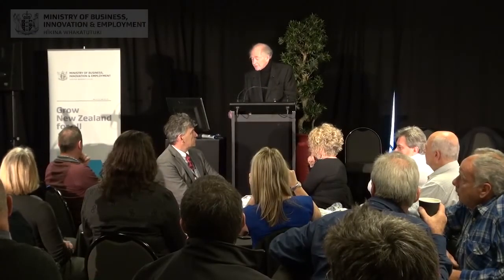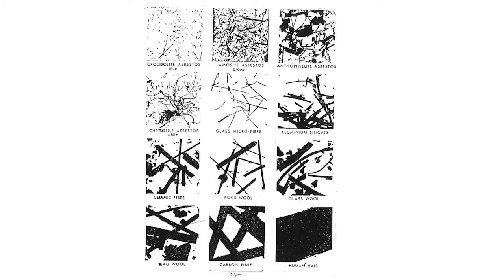Now, just to compare these fibres with a hair, you can see the diameter of a hair down at the bottom right. So you can see, if you compare that with the asbestos fibres up on the top left, the difference in their size from a human hair.